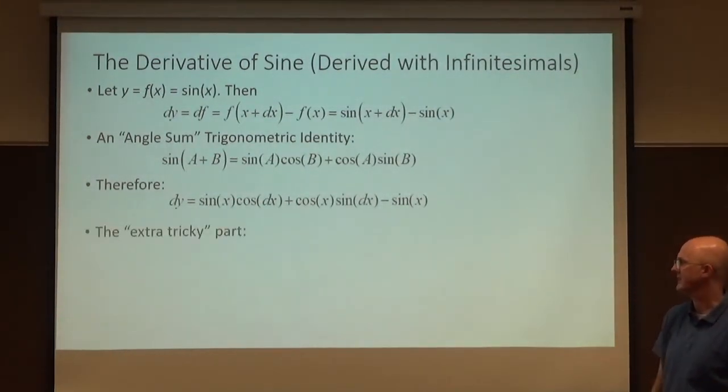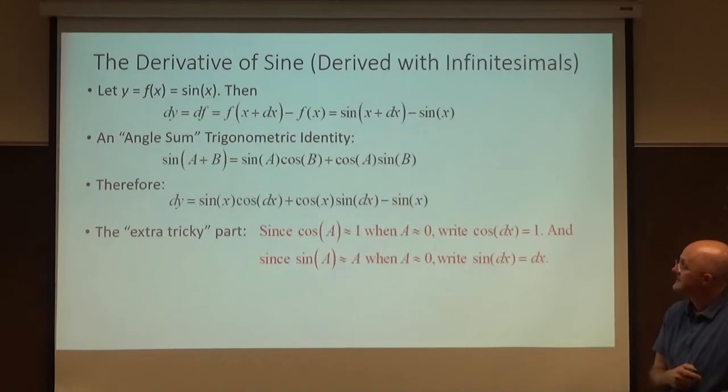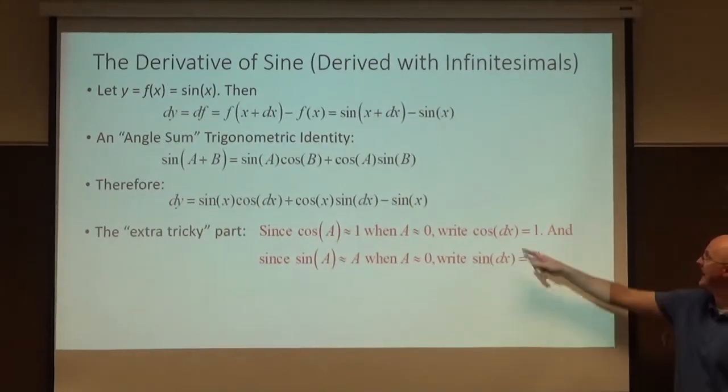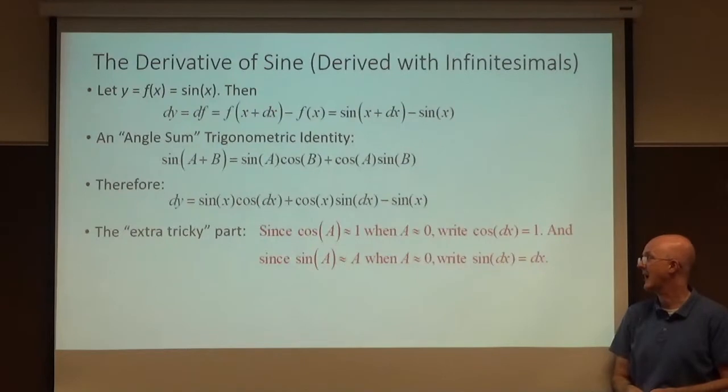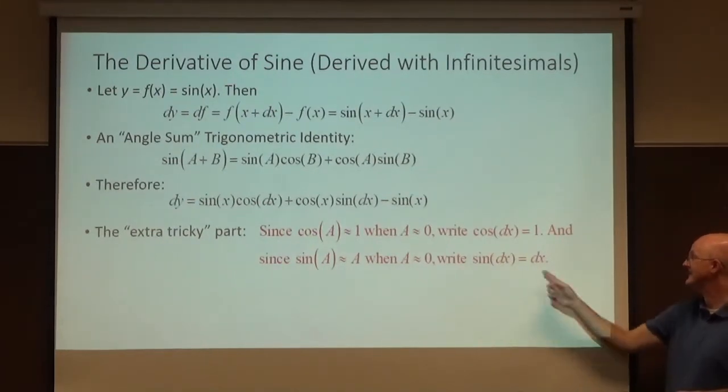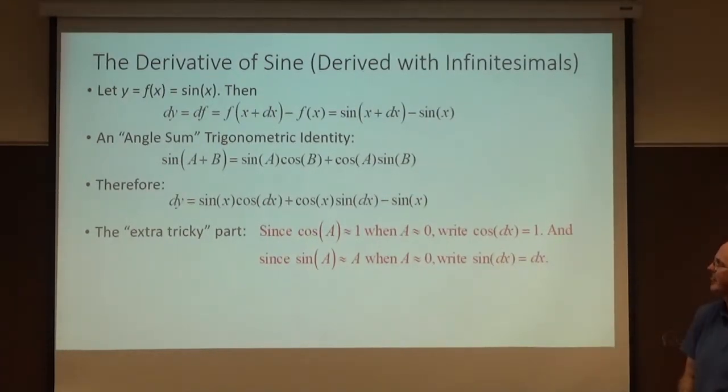Here's the extra tricky part in this case. Since cosine of a is approximately 1 when a is approximately 0, write cosine of dx actually equals 1. And since sine of a is approximately a when a is approximately 0, write sine of dx equals dx. That's the kind of thing that you wouldn't have known to do without me telling you. But it does make sense.